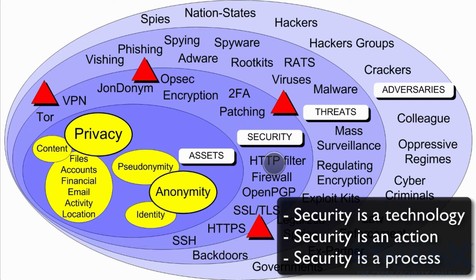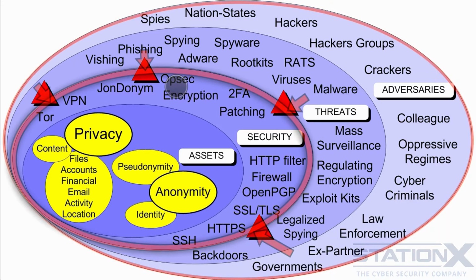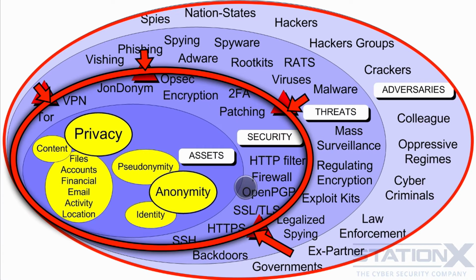Security is a technology, security is also an action, and it's also a process. It's very important to understand that security controls are not just technology. You must understand that. Security controls are also processes and actions. Your actions are in fact one of the most important security controls to protect your assets and mitigate threats and adversaries. The outcome of suitable security processes, actions, and technology is the protection of your assets, privacy, and anonymity.